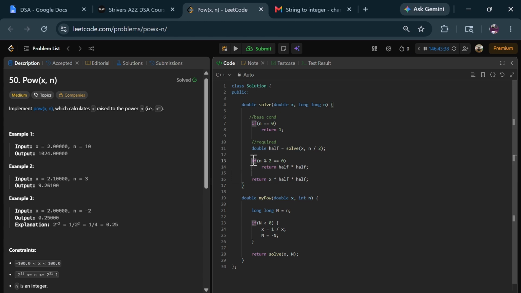If you have the even value, you do half into half. If you have the odd value, you do x into half into half.